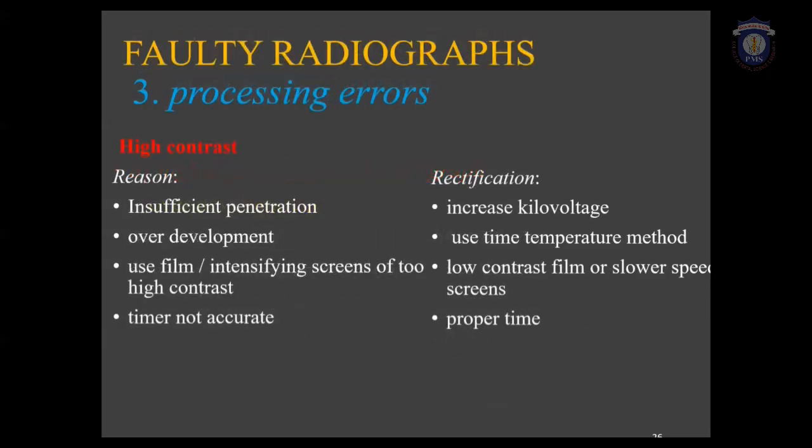A high contrast film. This occurs when there is insufficient penetration or due to overdevelopment or due to an inaccurate use of intensifying screen can also give us a high contrast film, or when the timer was not accurate. To rectify all this, we can increase the kilovolt, use the time temperature method, a low contrast film or a low speed screen film. Proper time can also be set.